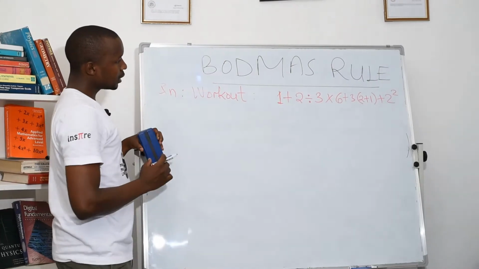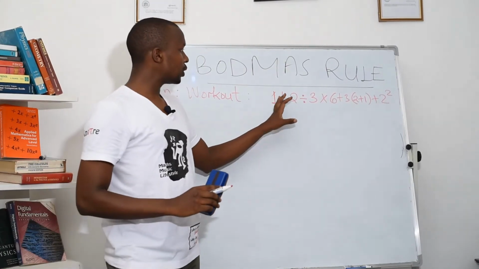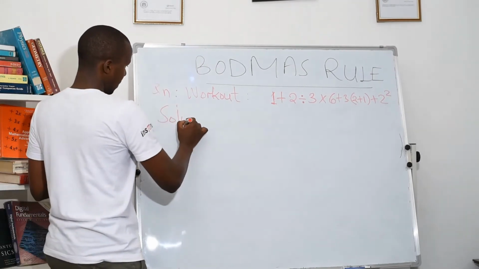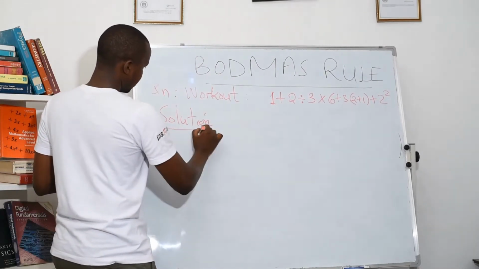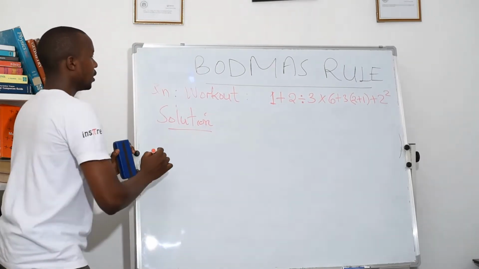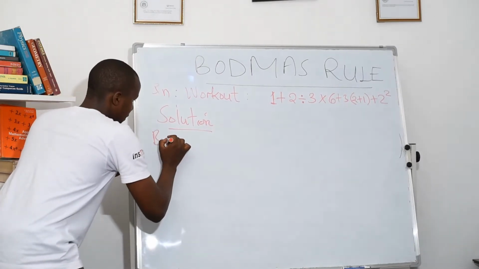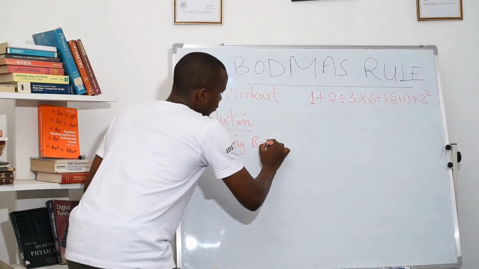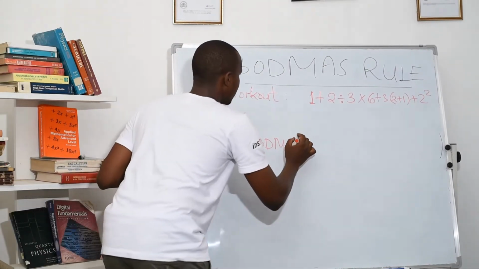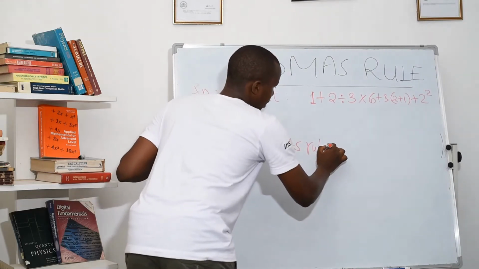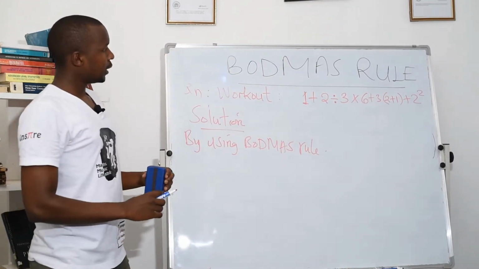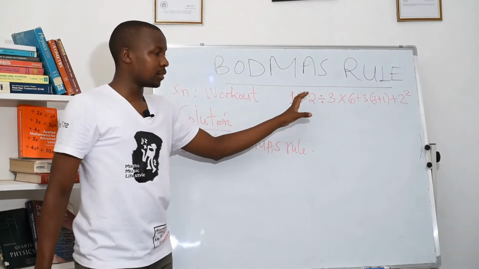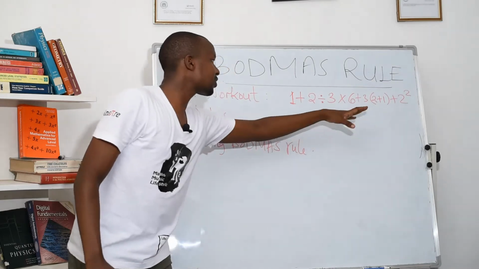So the problem looks like that one. We are looking now at the Bodmas rule. So we say solution: by using the Bodmas rule, because you have to state the method or technique that you are using. That is very crucial. Then we observe the equation. Here we have brackets, we have everything.